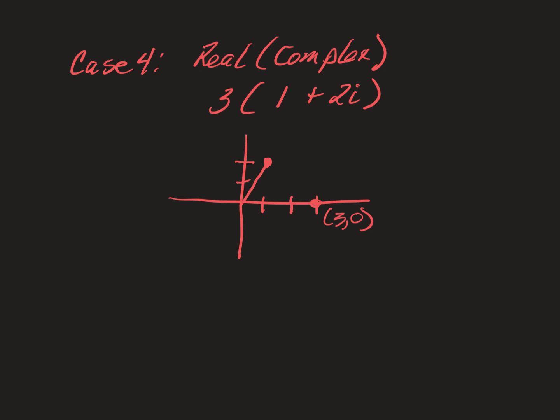And so if we take 3 times 1 plus 2i, we get 3 plus 6i. So what does that become? Well, 3, 4, 5, 6.